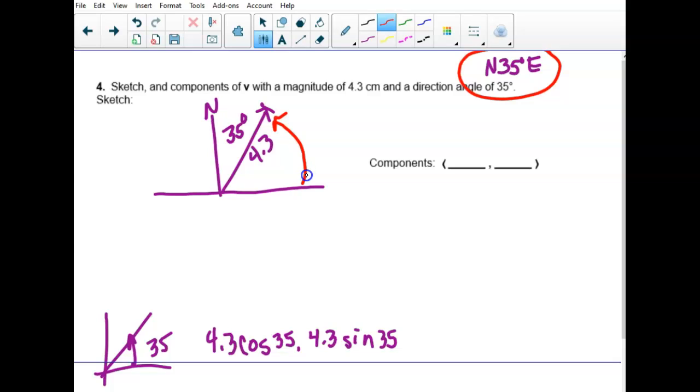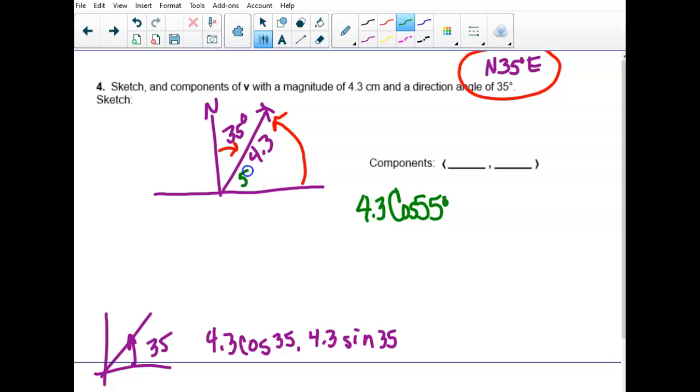Nobody can tell me? We always have to work off the positive x-axis. If you have gone 35 degrees towards the east from north, what is the rest of this angle in here, guys? 55? Okay. So then to find the components, you are doing 4.3 centimeters times the cosine of 55 degrees.